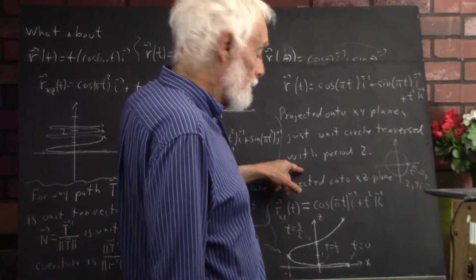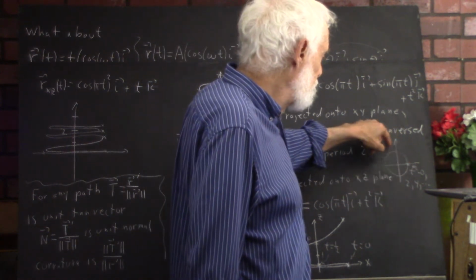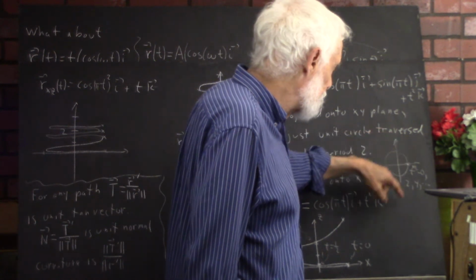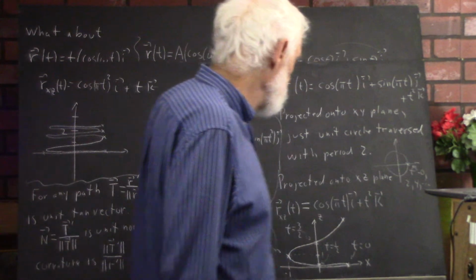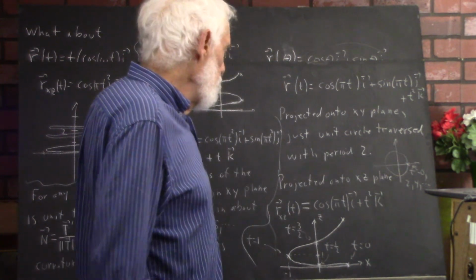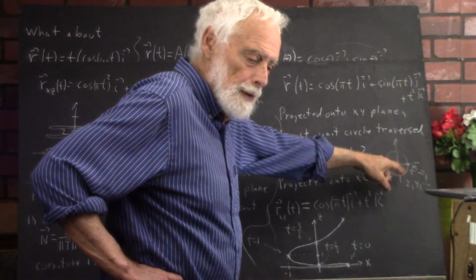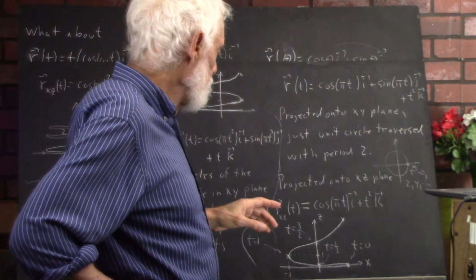So we have this statement. So here we are, t equals 0, and we come back at t equals 2, t equals 4, we're always back to this point, and between any 2 consecutive numbers we go around the circle 1 time. Okay, so that's this projected onto the xy plane. I just drew a small picture of that because I think everybody should understand that very well at this point.